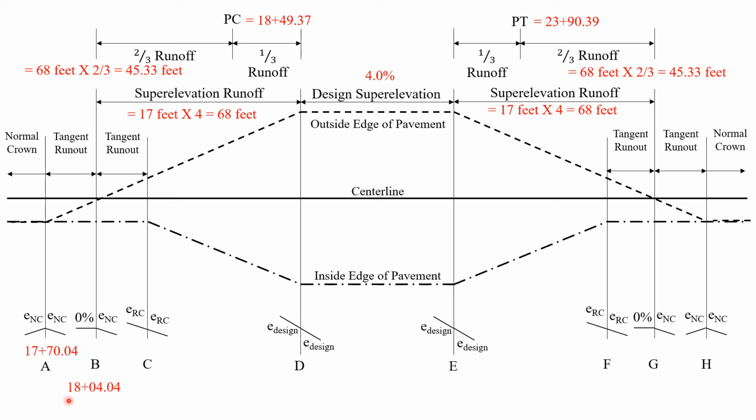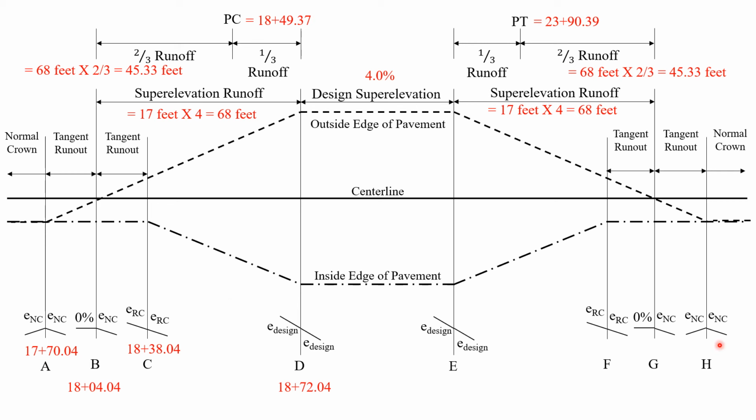So we're going to subtract off 34 feet from our adverse crown removed at B to get the station at A, which is 17 plus 70.04, again 34 feet earlier than station B. Point C is 34 feet past point B, so that's 18 plus 38.04, and then another 34 feet to point D, which is 18 plus 72.04. This obviously isn't drawn to scale, but this is the standard template for our relative gradient profile.